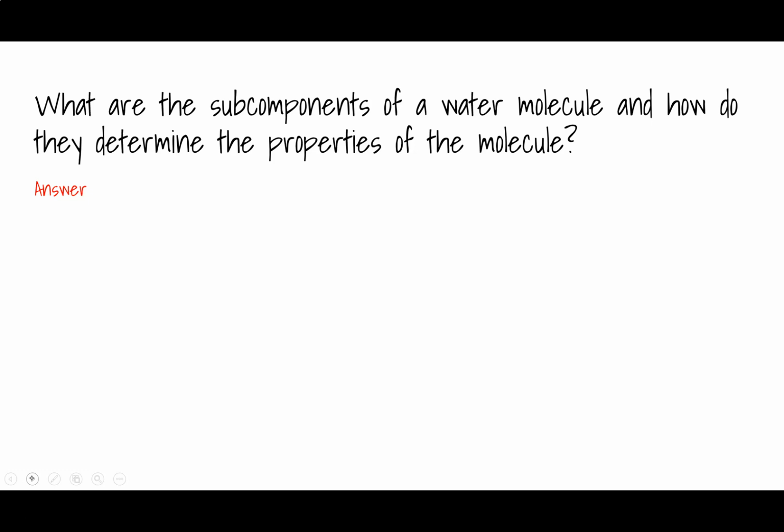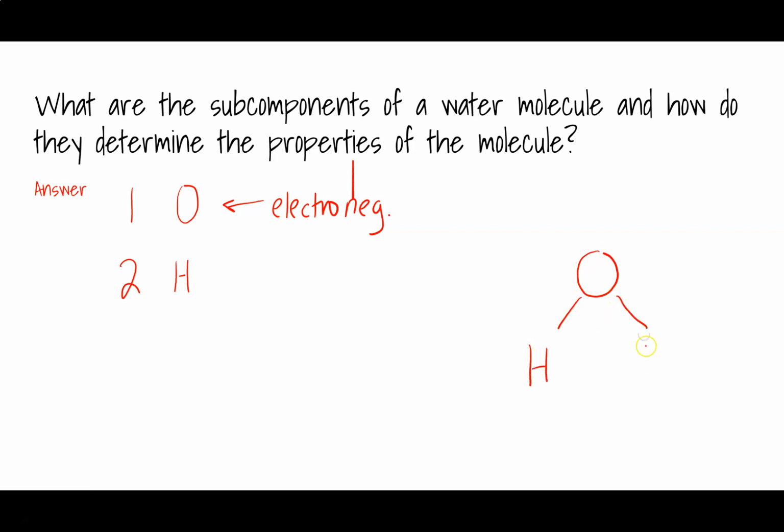So here it says, what are the subcomponents of the water molecule and how do they determine the properties of this molecule? So I was looking for something along the lines of it's got one oxygen and it's got two hydrogens. And something along the lines of that oxygen is extremely electronegative. And what that means is it kind of likes to hog the electrons, but it makes a covalent bond. So for example, you have your oxygen, you have a hydrogen, you have another hydrogen, there's your H2O.